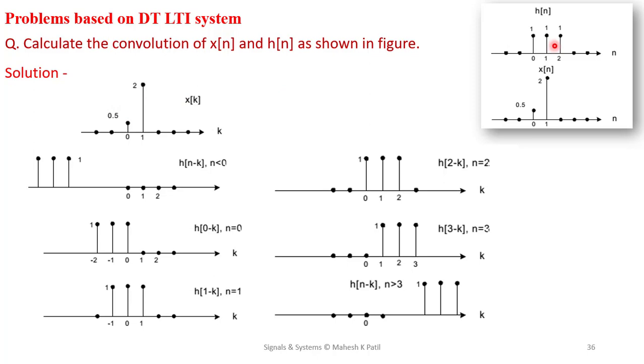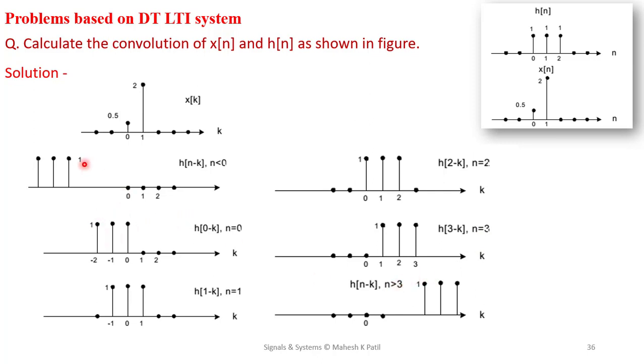This is x of k. Now you first draw this h of k, then represent the mirror image of this signal, that is h of minus k, then go on shifting it to get h of n minus k. So you can observe here, this is h of n minus k, n less than or equal to 0. Now go on putting n equal to 0, n equal to 1, n equal to 2, n equal to 3 and n greater than 3.